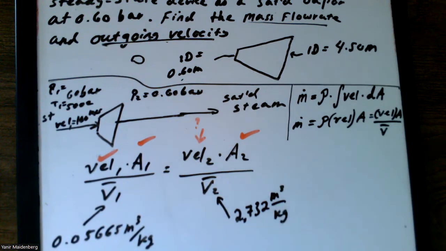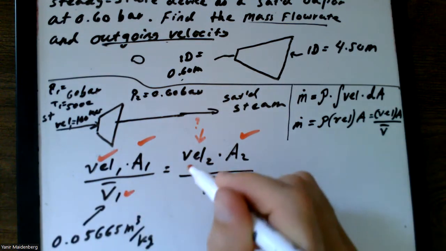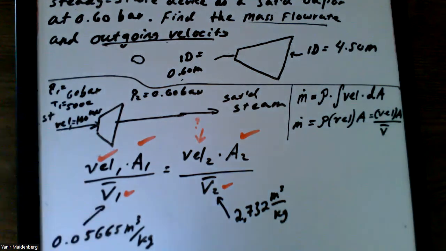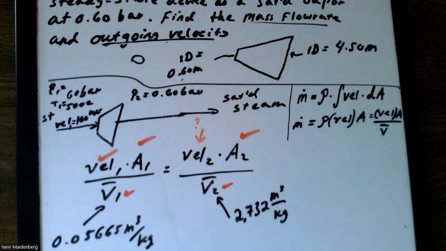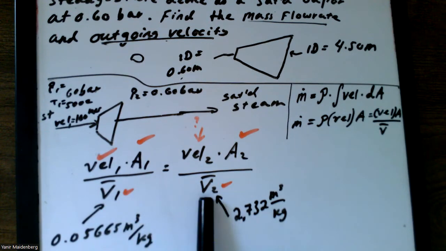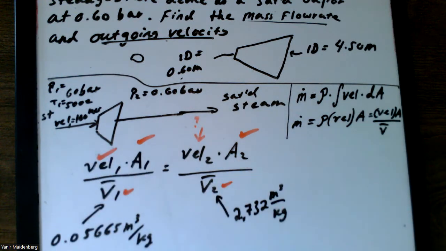Okay, so now in my continuity equation, again, I'm going to just mark everything I know red. I know this one, I know this one. The only thing we don't know is velocity 2. So you can just substitute everything in. This equation does not require special units. It's any units you want. You can mix and match whatever you want, as long as the specific volumes both have the same units. They do. The velocities both have the same units, and the areas both have the same units.